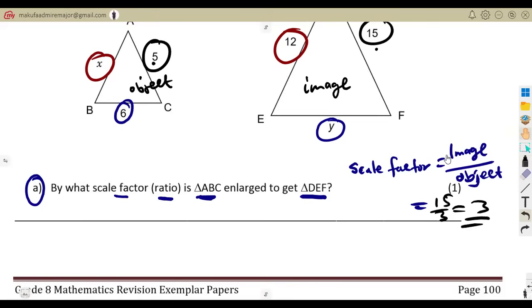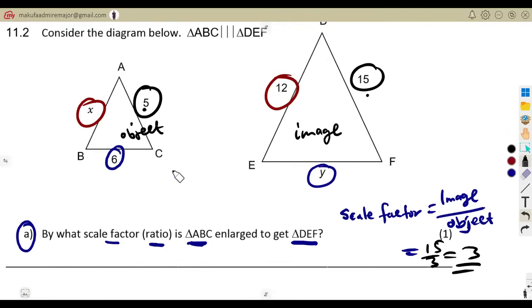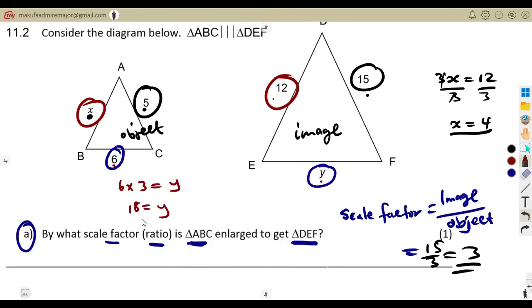So the scale factor is the one that you enlarge by. You multiply this X by 3 to get a 12. 3 times X must give us a 12. So what is the value of X? You can divide by 3. So X is equal to 4. The enlargement of 3 is the one that multiplied this 6 here to get this value of Y. So 6 times 3 is equal to Y. So 18 is equal to Y.